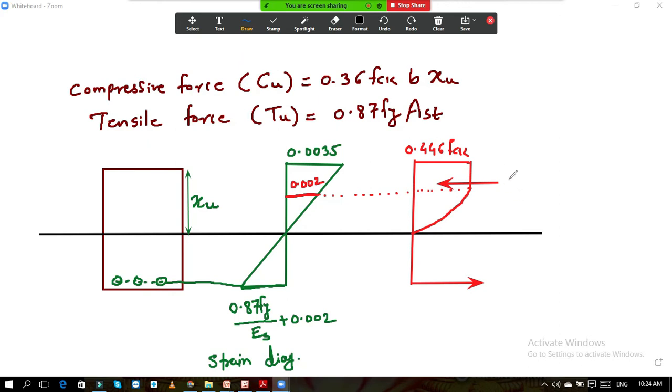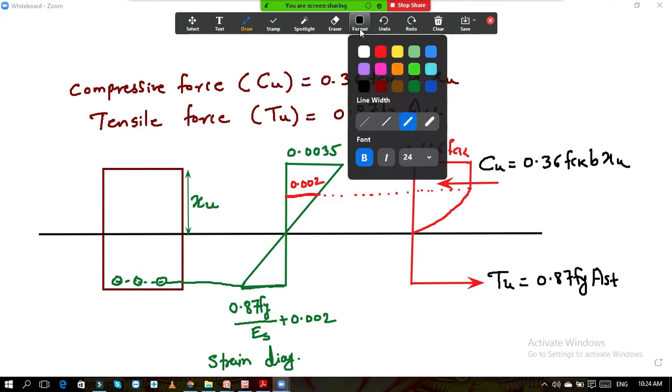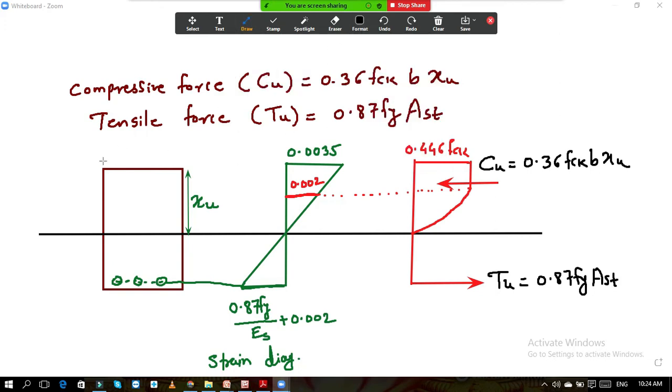The magnitude of this force, this is Cu, our compressive force. It is, as I have written right above already, 0.36 fck B into Xu. And this is your Tu, the tensile force. It is 0.87 Fy into Ast. Okay, so this distance is nothing but B. I will show the distances first. So this point, this is B.